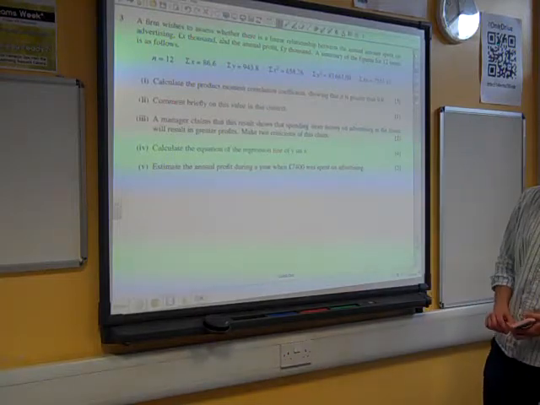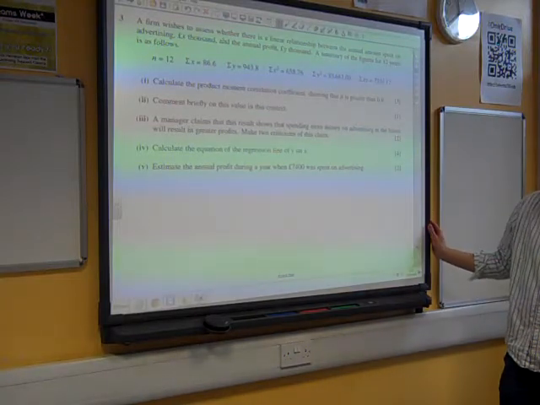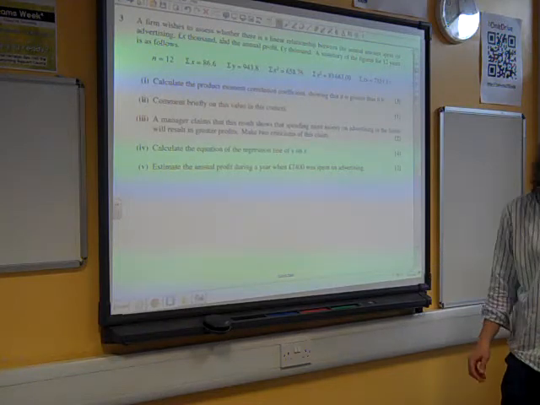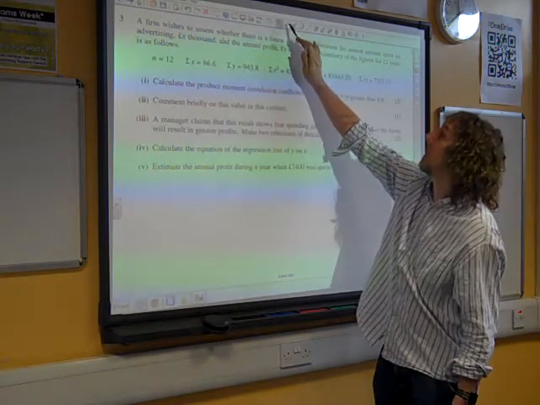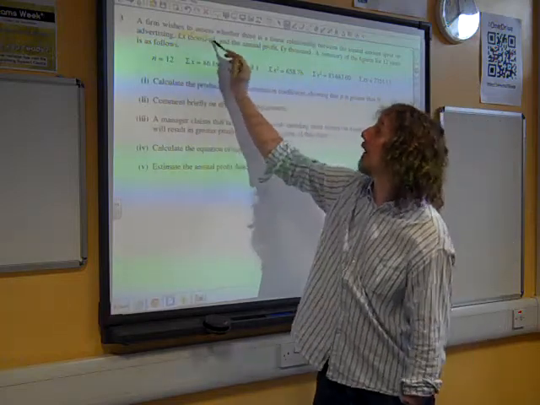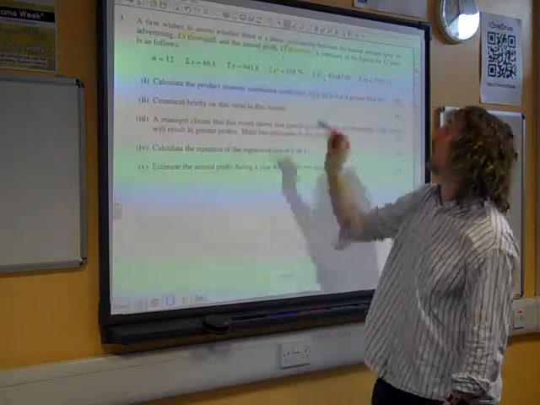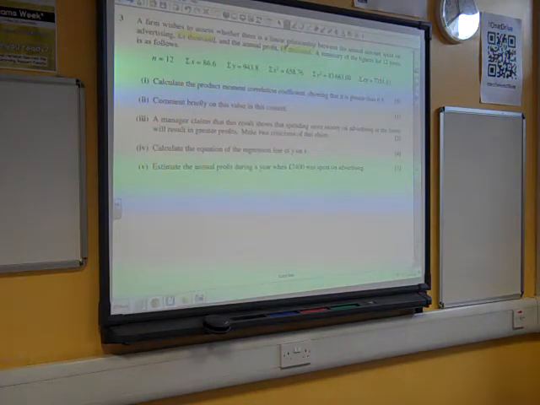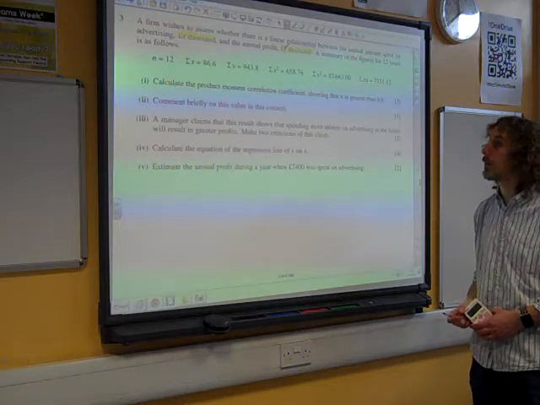A firm wishes to assess whether there's a linear relationship between the annual amount spent on advertising and the annual profit. Notice that both of these figures are in thousands of pounds, because we may need to refer to this later. And that might be quite important as we talk about our answers later on. A summary of the figures for 12 years is as follows.